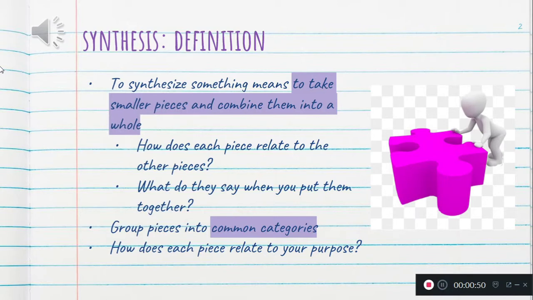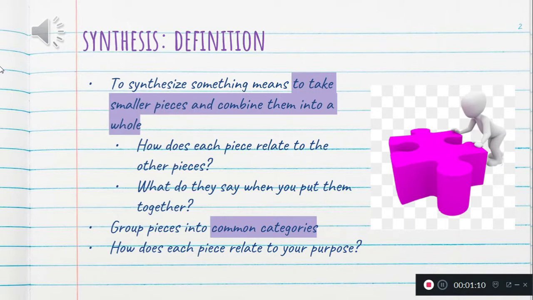You take lots of pieces of information from lots of different places, and then you weave them together to make one final conclusion. When you're doing this, make sure to keep in mind how each piece relates to the other pieces and what they say when you weave them together that's better or more advanced than what they say when they're standing alone in their original source.